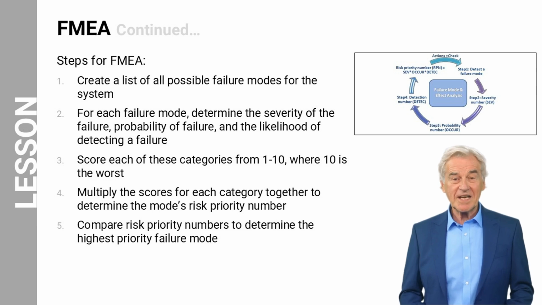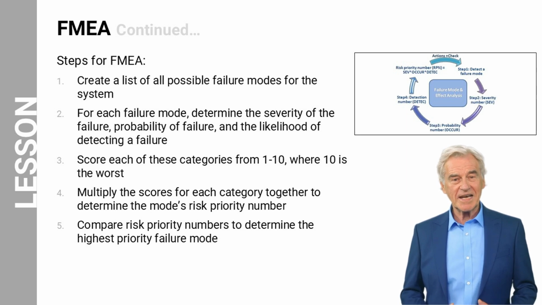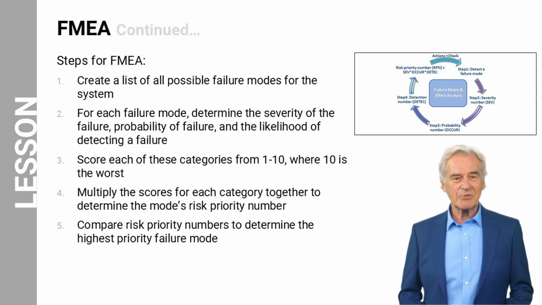The first step in using FMEA is to create a list of possible failure modes for the system in question. Next, for each of the possible failures, you must determine the severity of the failure, the probability of it occurring, and the likelihood of detecting the failure if it occurs. Each of these 3 categories is given a score from 1 to 10, with 10 being the worst, and then the scores are multiplied together to determine the risk priority number. The different failure modes are then compared based on their risk priority number to determine which mode is the most detrimental. This failure mode would be the one to focus on for further improvement projects.